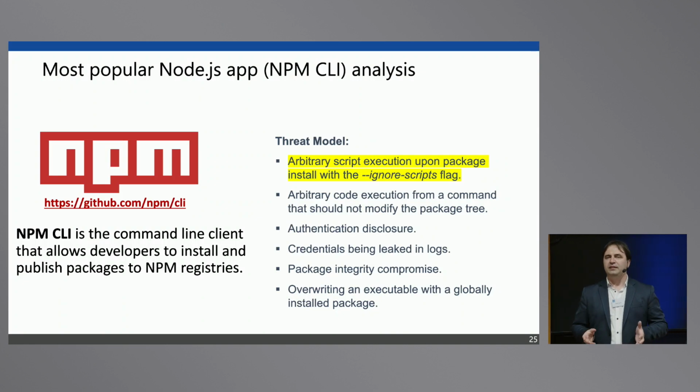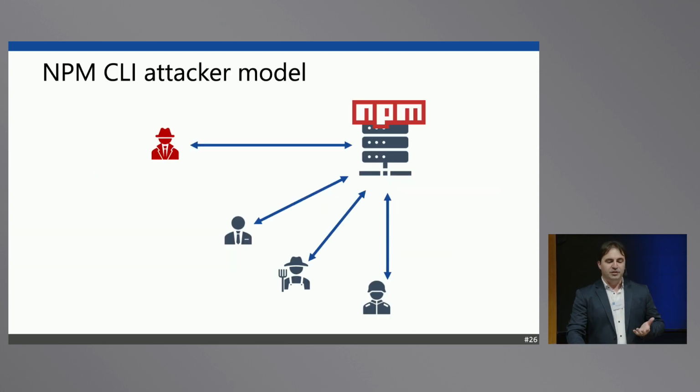The npm CLI is what you'd use to install packages or publish them in the package repository. They have some sort of threat model. They tell you that if you manage to achieve script execution upon a package install, it can be malicious, but it has this flag, --ignore-scripts, which otherwise gives you code execution in the system. If you bypass this, then you made it. So what's the model here?